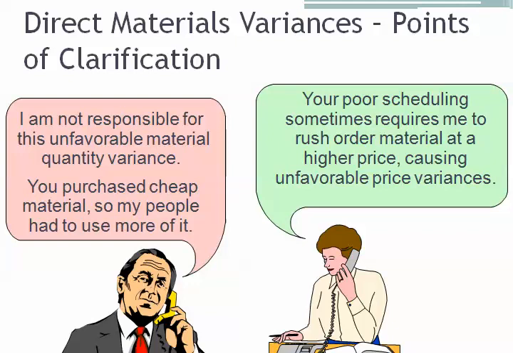On the other hand, a purchasing manager might blame the production manager for unfavorable price variances because last-minute orders require paying expedited shipping costs or don't allow the purchasing manager to shop around for the best prices. An important point to keep in mind is that variances don't necessarily give us answers, but they point us in the right direction for asking questions.